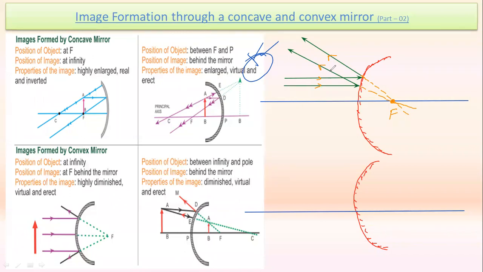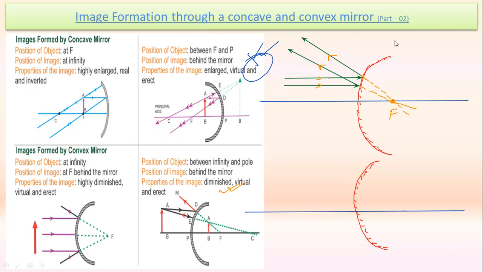So you need to remember this thing. Once again, when the object is placed in front of a convex mirror at infinity, then its image is going to form on the other side of the mirror, where it is going to be virtual, erect and very small in size. Now the second and the last image formation for the convex mirror, when the object is placed in front of the mirror anywhere.